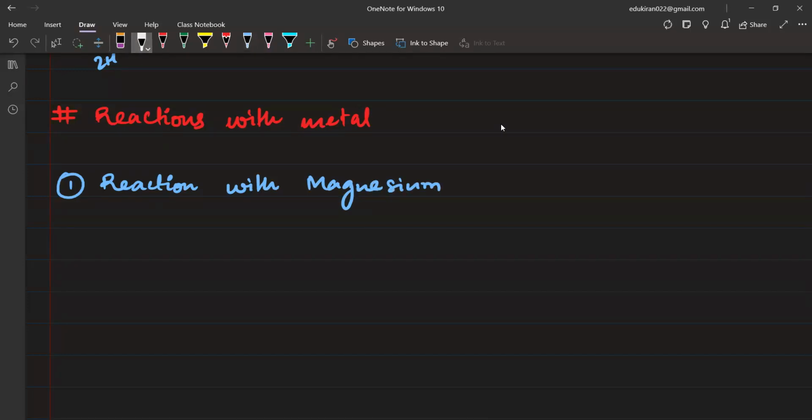Reaction with magnesium. Now, when the reaction with magnesium happens, please remember all of these reactions will be happening with haloalkane. So what is haloalkane? Haloalkane is R bonded with halogen. And if I react this with magnesium, I will get R MgX. So magnesium does the insertion reaction. It forms a bond between the halogen and the alkyl group. And this is known as Grignard reagent.